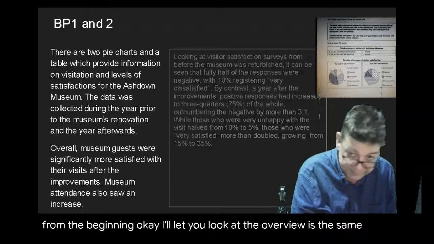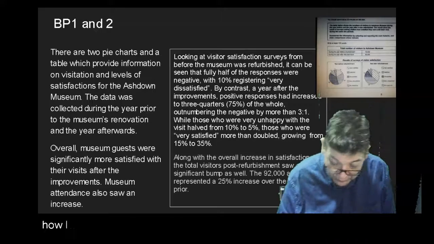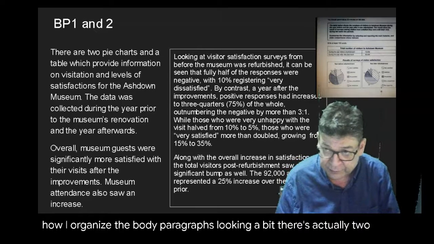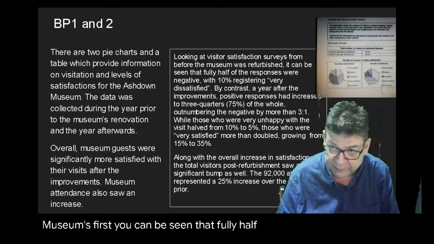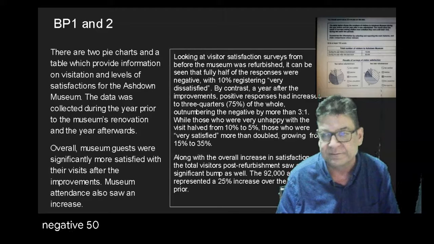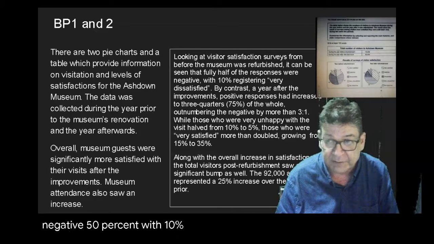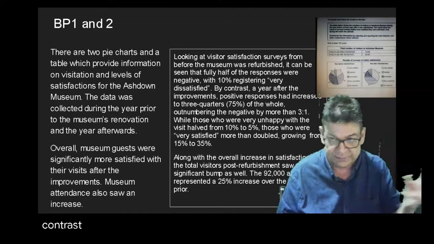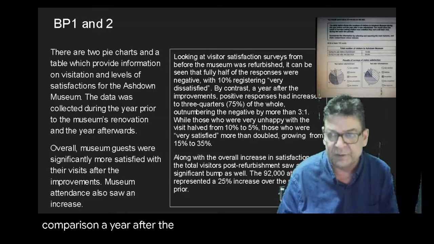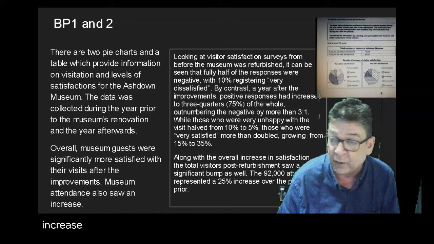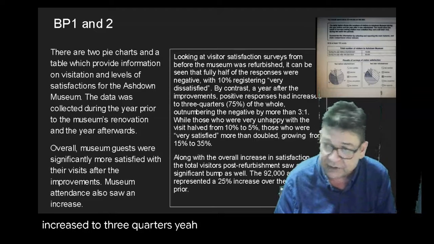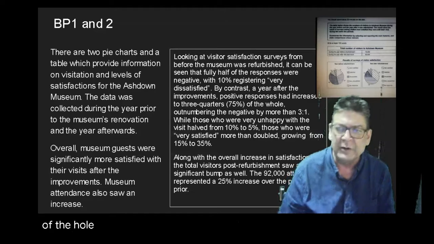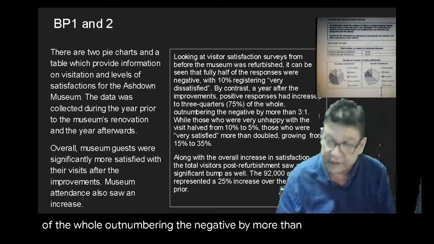The overview is the same. This is how I organize the body paragraphs. Looking at visitor satisfaction surveys from before the museum's refurbishment, it can be seen that fully half of the responses were negative, 50%, with 10% registering very dissatisfied. By contrast, comparison. A year after the improvements, positive responses had increased to 3/4. Yeah, 40 plus 35 is 75%. Three quarters of the whole, outnumbering the negative by more than 3 to 1.